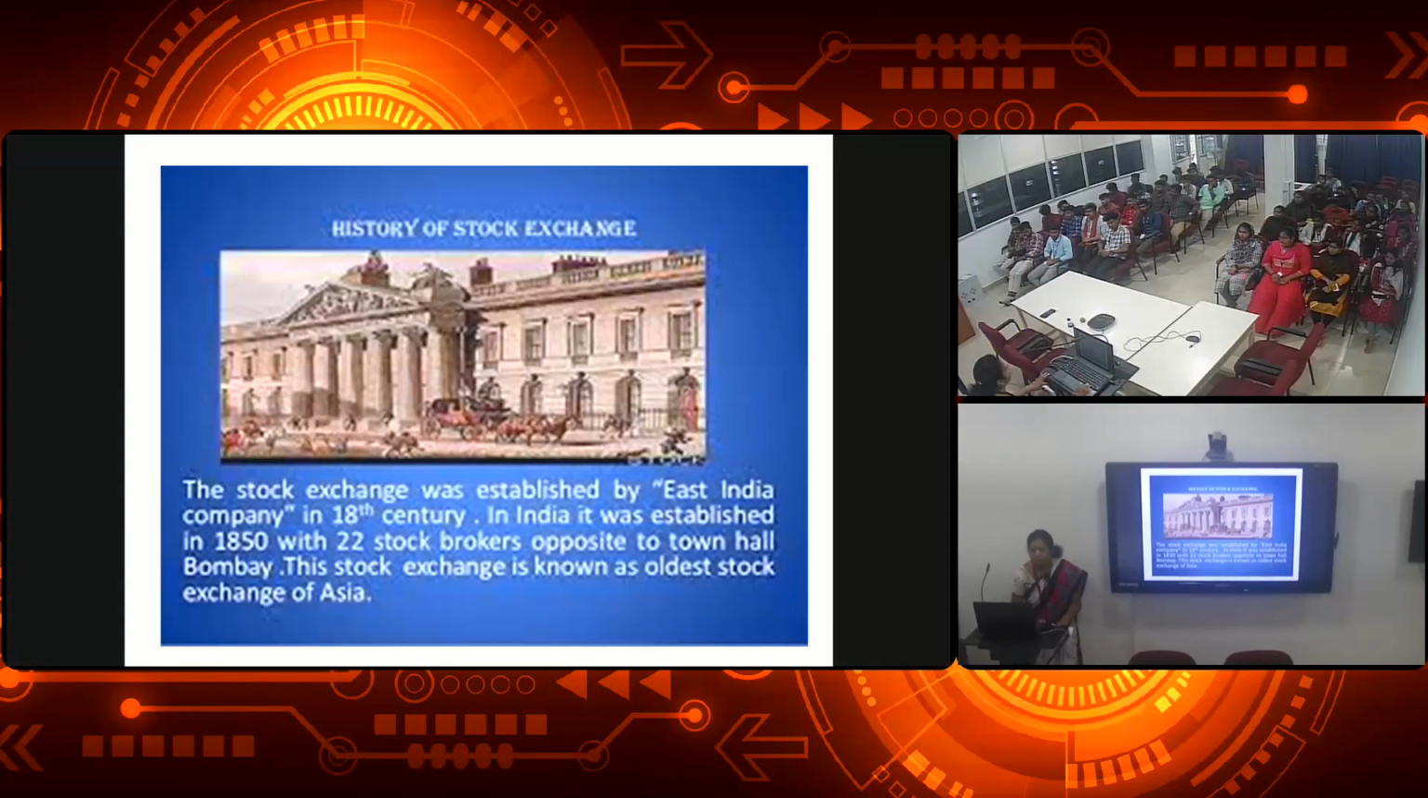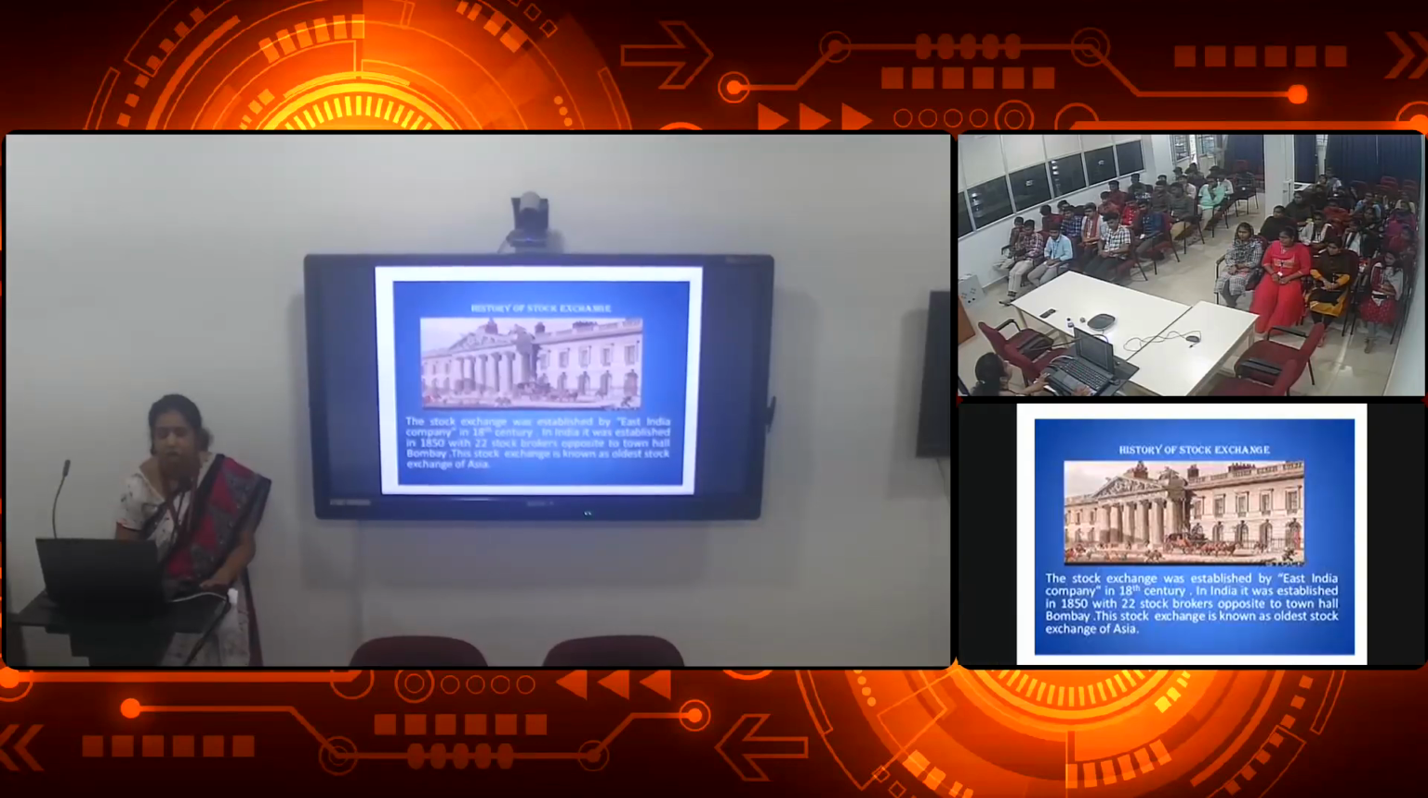And then this is the history of the stock exchange. The stock exchange was established by the East India Company in the 18th century. In India, it was established in 1850 with 22 stock brokers opposite to Town Hall of Bombay. That is the oldest stock exchange in India. Which one is it? Bombay Stock Exchange.